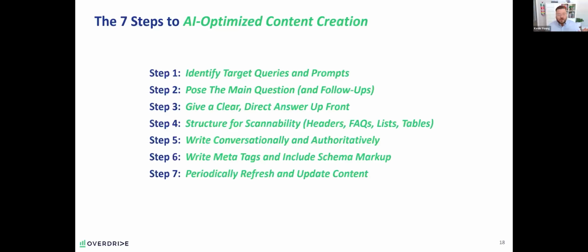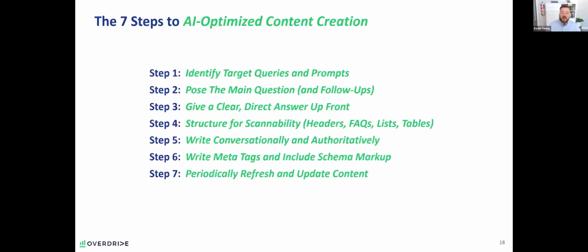As a quick overview, step 1 is identify target queries and prompts. Then we're going to extrapolate those prompts into the questions we're going to be answering. We're going to pose the main question and follow-up questions. We're going to give clear and direct answers up front for each of those questions. We're going to structure the page for scannability by leveraging headers to break up content, FAQs, lists, and tables to more easily convey information to the LLMs.